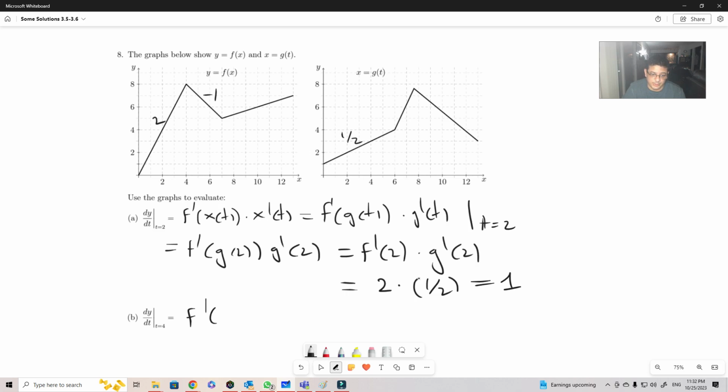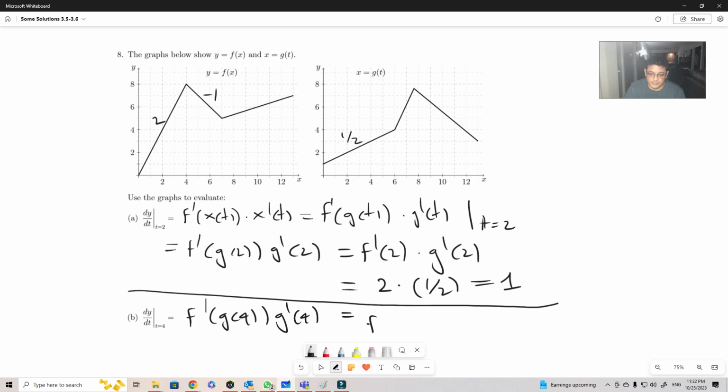Now a similar thing happens at t equals 4. This is f prime of g of 4 times g prime of 4. And g of 4 is going to be here 3. So this becomes f prime of 3 times g prime of 4. So f prime of 3 is still over this line, and g prime of 4 is still over this line, so still 2 times 1/2, so still 1.